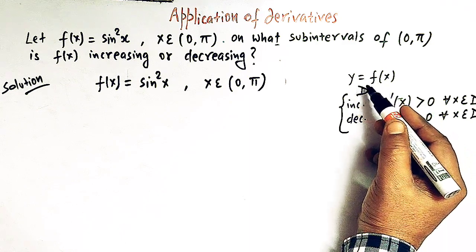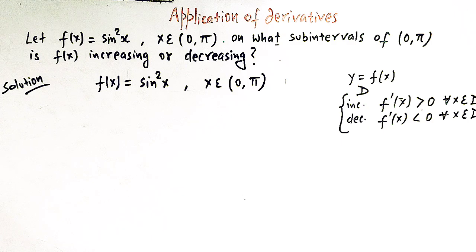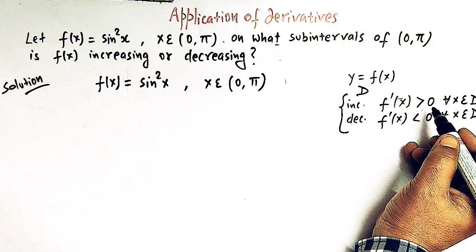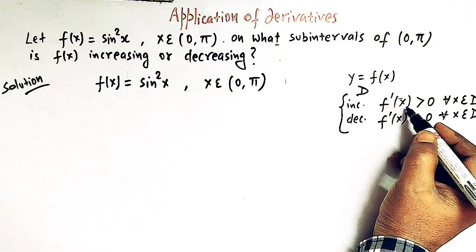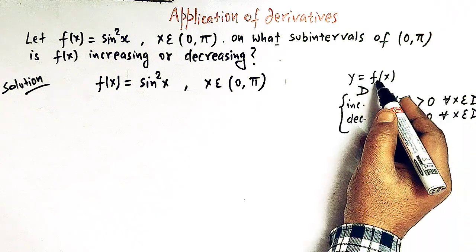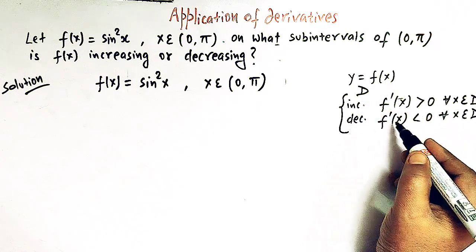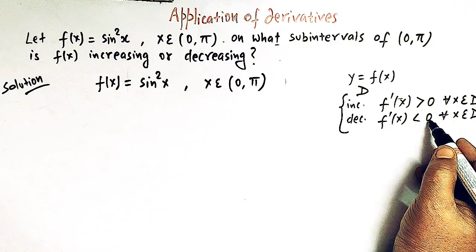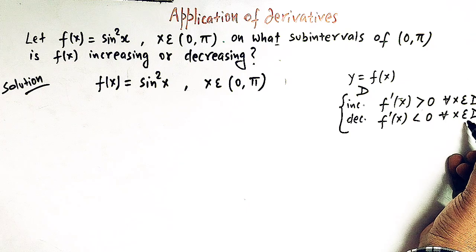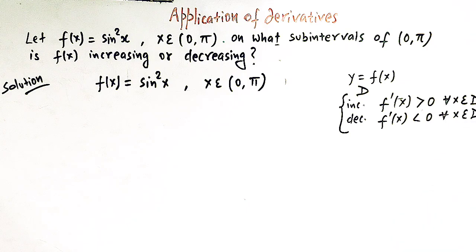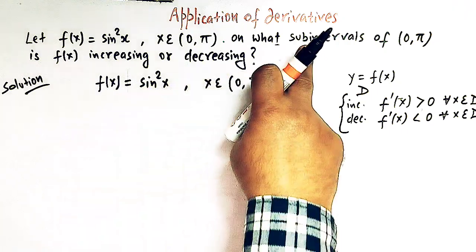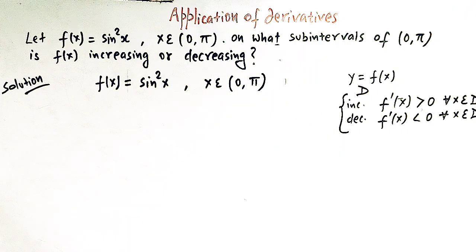So a function f of x is said to be an increasing function if the slope is greater than 0, that is f prime of x is greater than 0 for all x belonging to the domain, and the function is said to be a decreasing function if the slope is less than 0, that is it is always negative for all x belonging to the domain D. So we'll apply this definition to this function to get the subintervals.